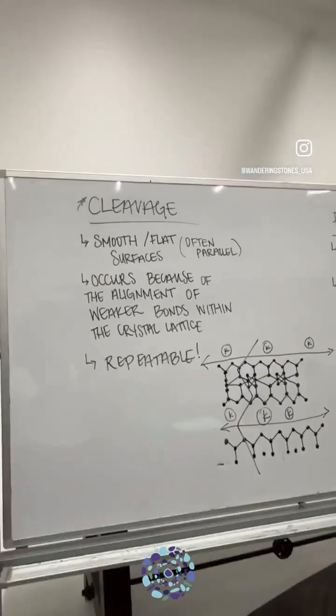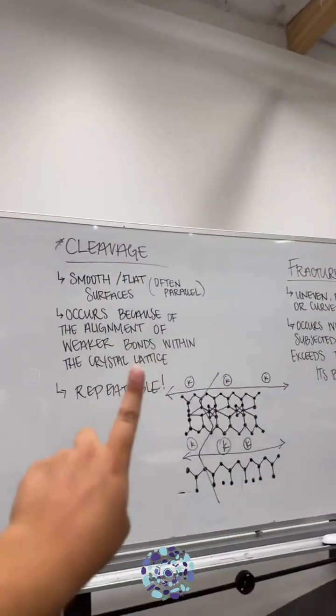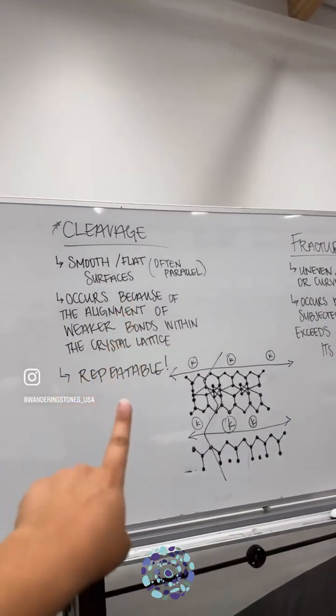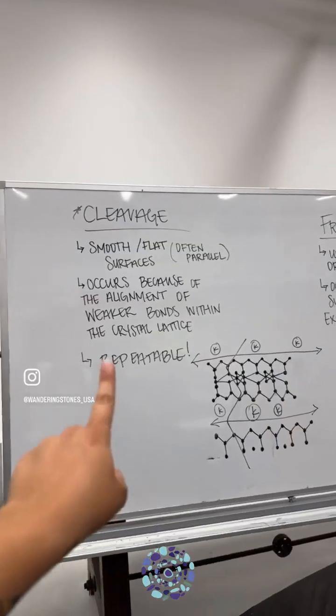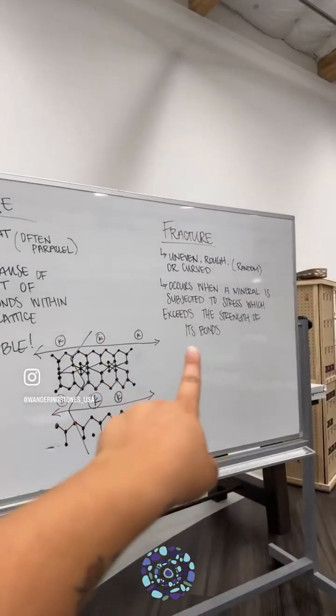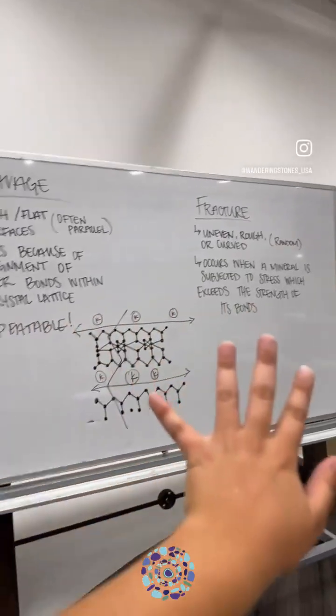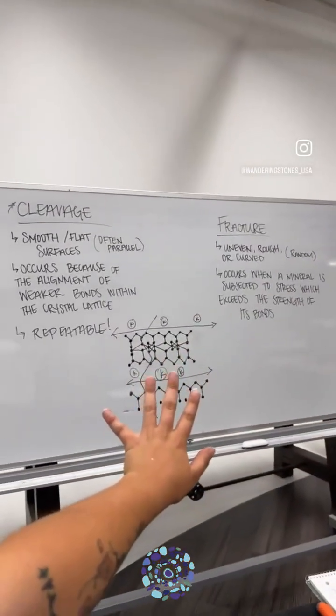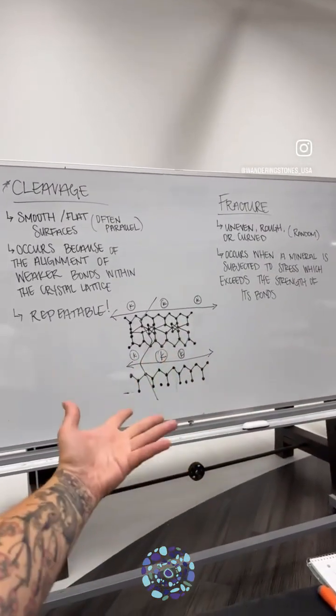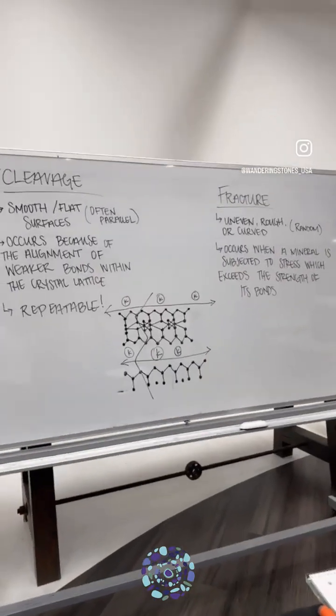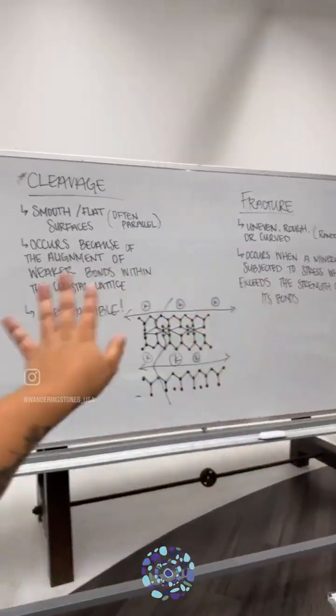So we'll take one last look at my little whiteboard here. Cleavage: repeatable, predictable, diagnostic. Fracture, not that. They're pretty much opposite things, but they're both when a material breaks, essentially. Breaks, fractures, or cleaves.